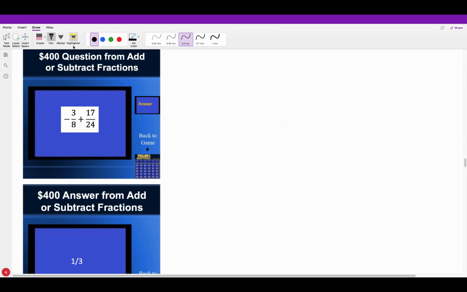All right, now the next question I'm going to go through is the $400 question on adding and subtracting fractions. So we have negative 3 over 8 plus 17 over 24. So remember, when we're adding or subtracting fractions, we need to have common denominators. So when I look at these, I say, okay, well, 8 goes into 24, so I don't need to worry about changing this fraction here since it's already set up to the denominator I want. So I need to ask myself, 8 times what gives me 24? Well, 8 times 3 does.